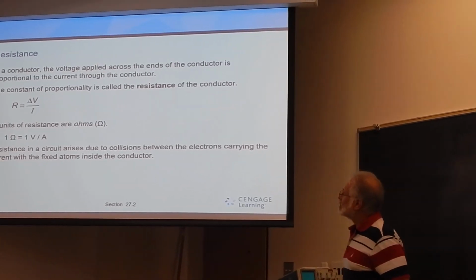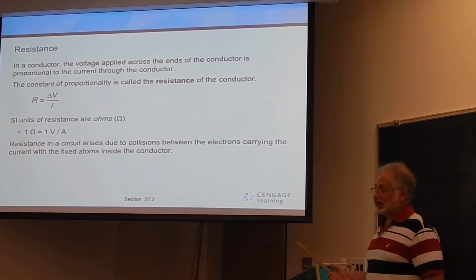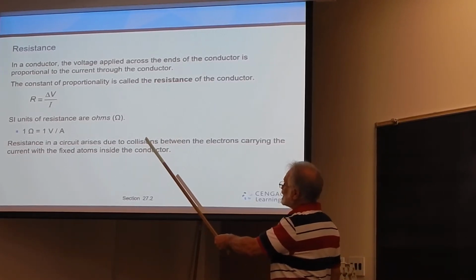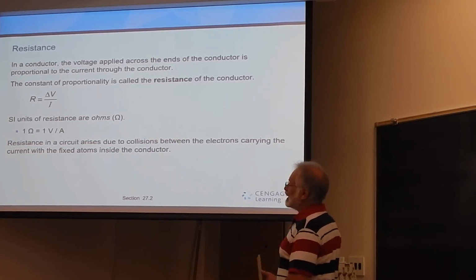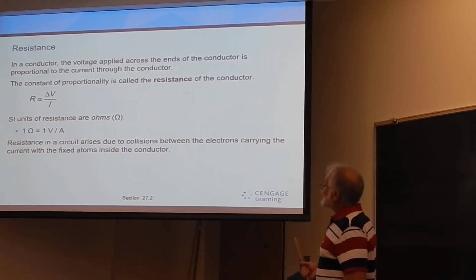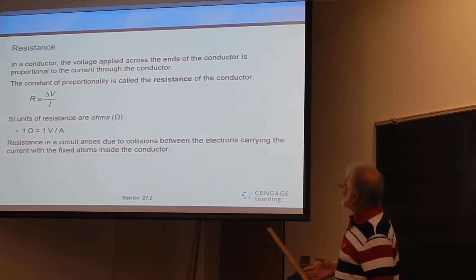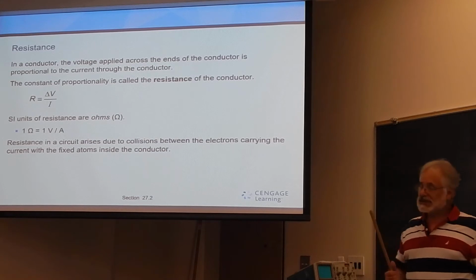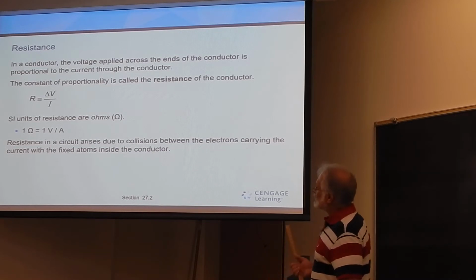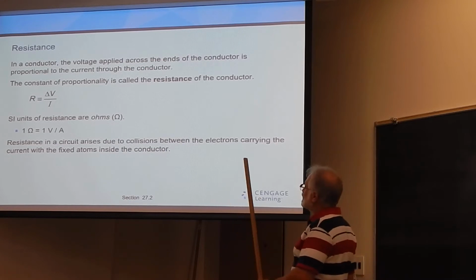Ohm's law, which is what we finished with last time, is better or more popularly stated as resistance is equal to voltage divided by current, or more commonly V equals IR. Resistance is a constant of proportionality between the voltage and current. We use the capital Greek letter omega as the symbol for ohms. That's the symbol for resistance, so that 1 ohm is equal to a volt per amp.